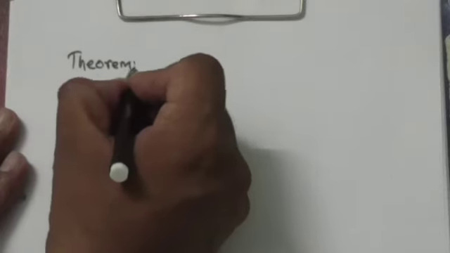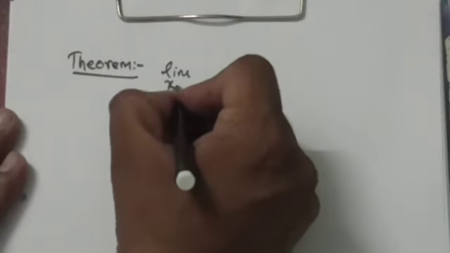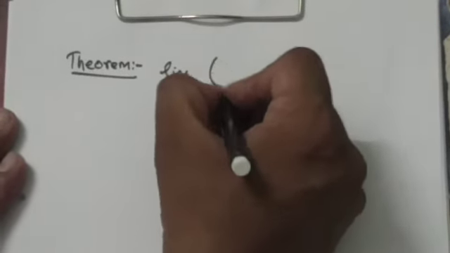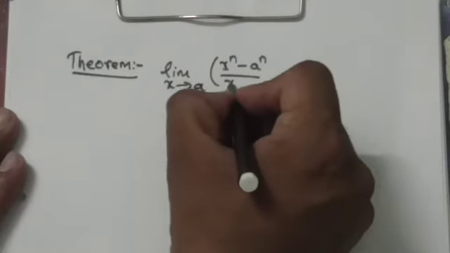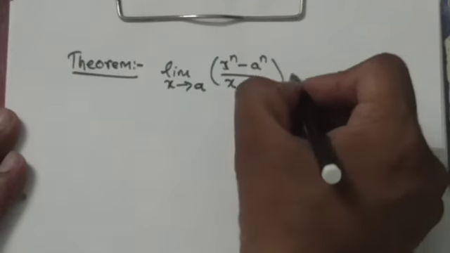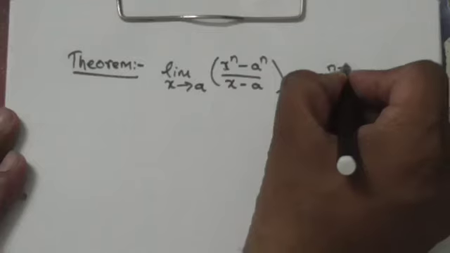Hello friends, in this video I will tell you one theorem related to limits, and then we will solve some problems based on that theorem. Now see, what is that theorem? That theorem is limit x tends to a, x raised to power n minus a raised to power n divided by x minus a, is equal to n into a raised to power n minus 1.